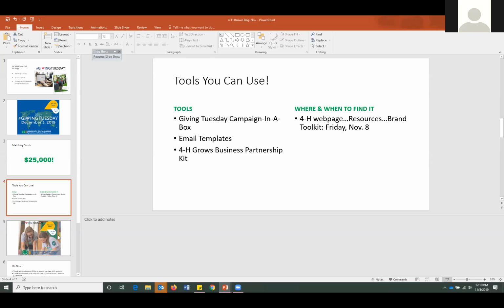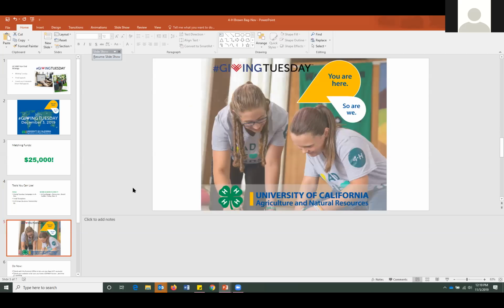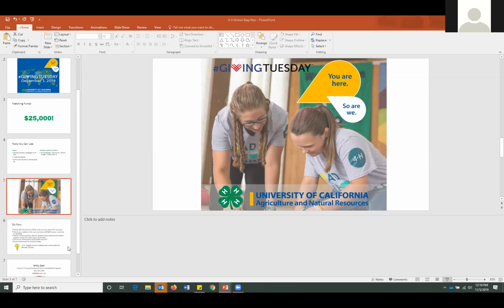So with that, I want to show you another quick glimpse. This is an example of one of the graphic assets that will be available to you and how you can personalize these things. All of these logos and icons will be available, and you can float them over your own photos to personalize it.